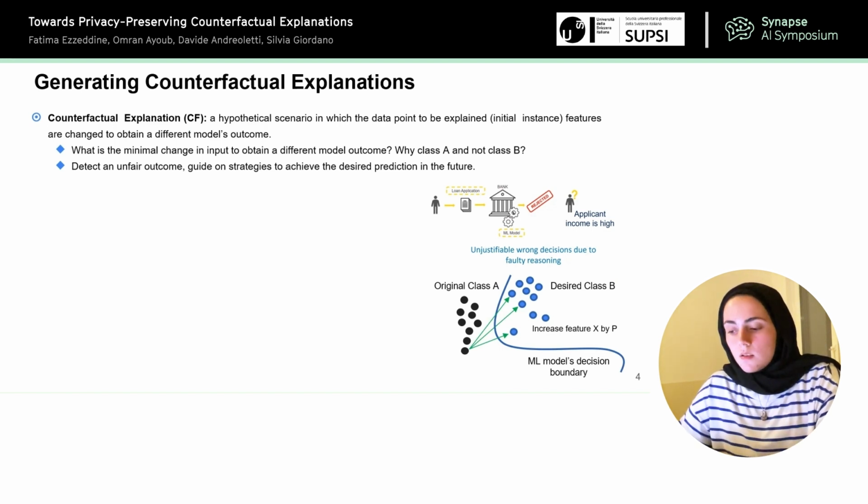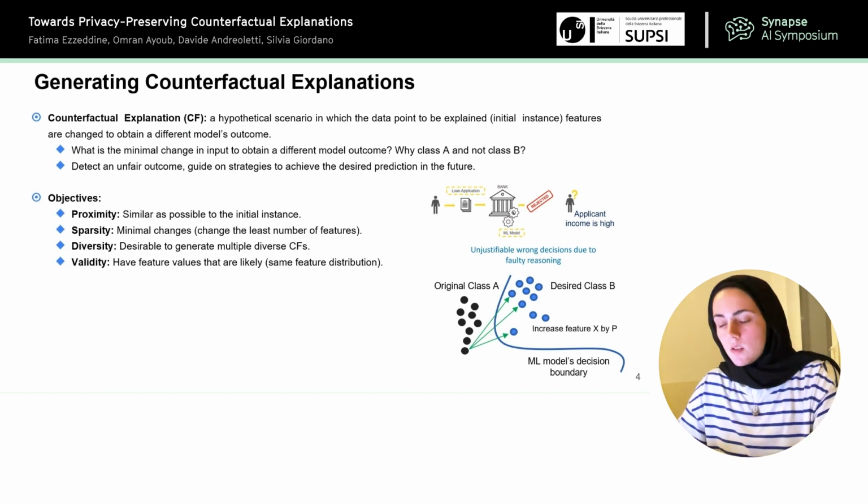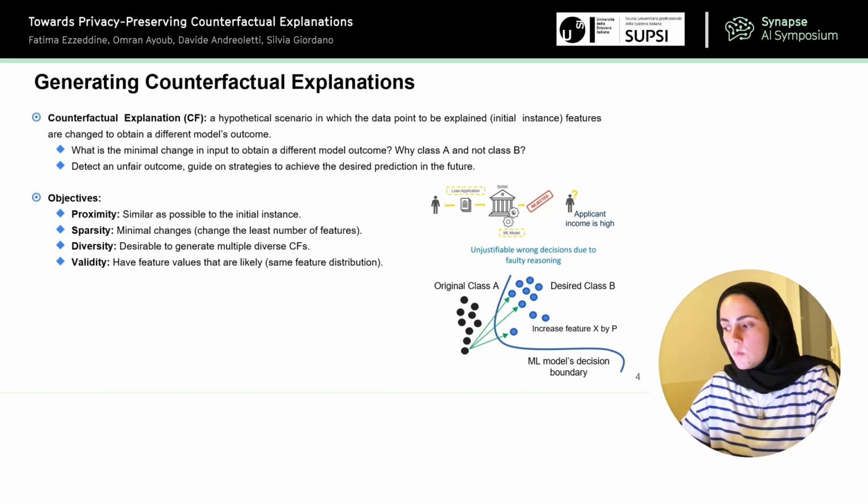So the main idea is that we want to cross the decision boundary of the machine learning model that we have, changing the output from class A to class B by having different objectives and different properties of these counterfactual explanations. We want them to be as similar as possible to the initial instance. We want minimal changes in the number of features, we want multiple scenarios, multiple counterfactuals, and a diverse way of changing the features in order to change the output. And also, we want to have valid counterfactuals.